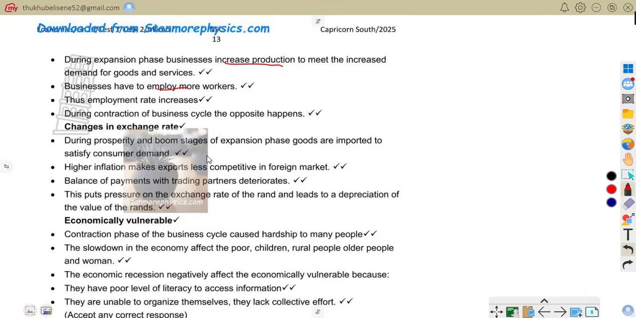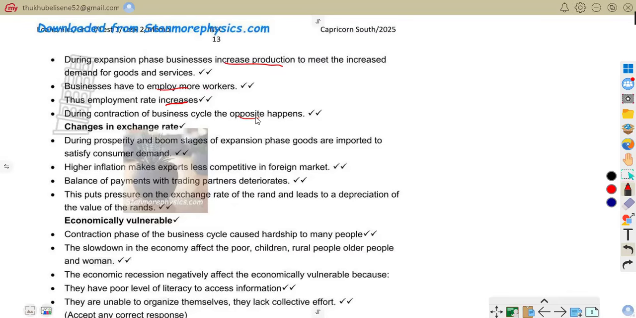Businesses have to employ more workers, so more production requires more labor. Thus, employment rate increases. So more people will have jobs during expansion. During contraction of the business cycle, the opposite happens. Production and employment decrease, and that is when firms or factories retrench workers during a recession.